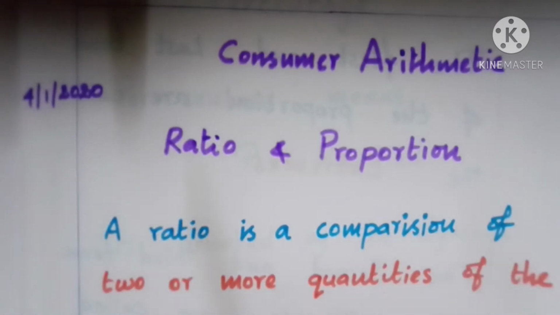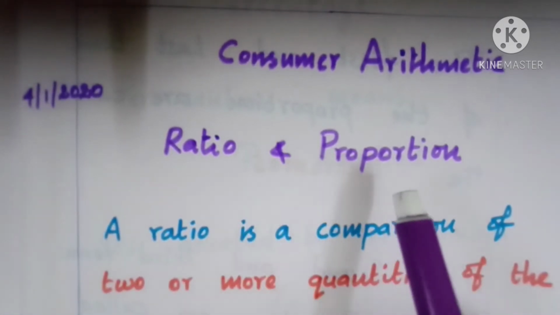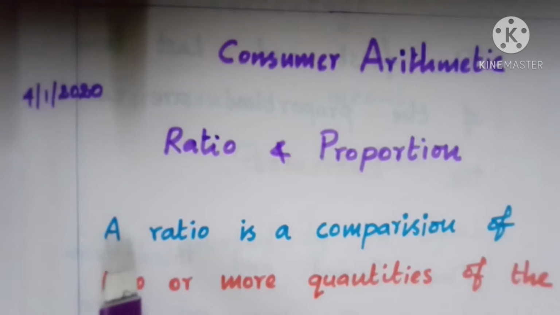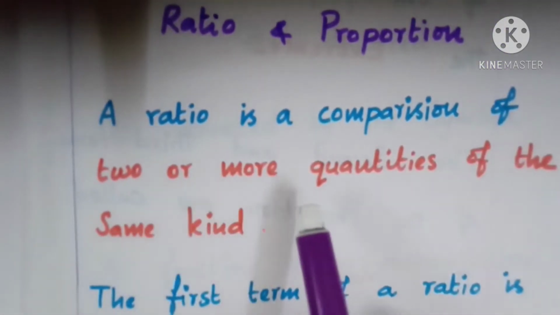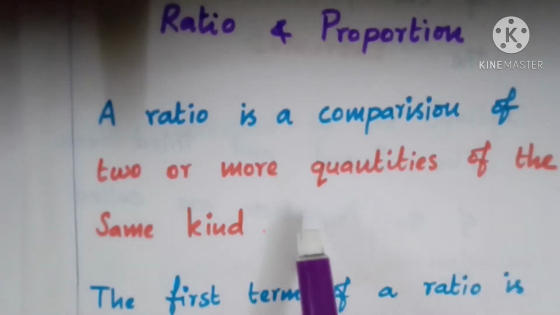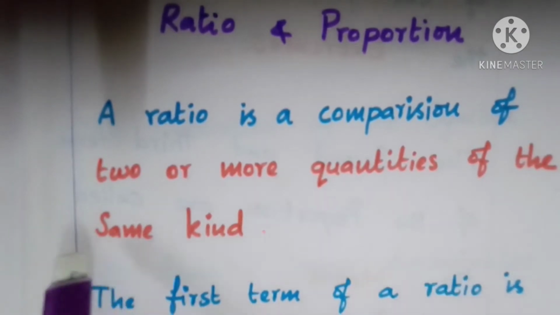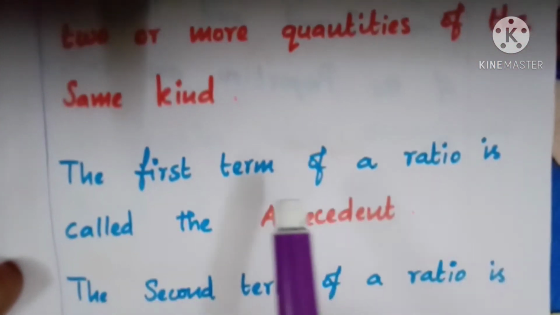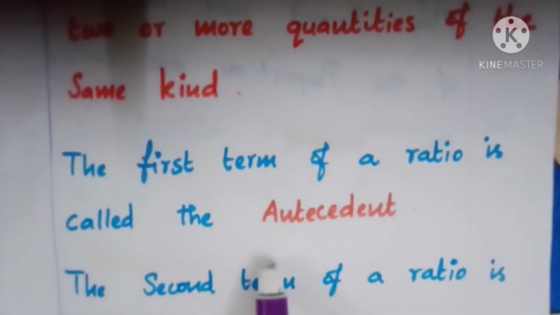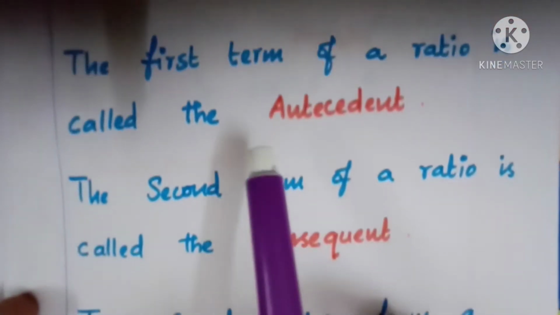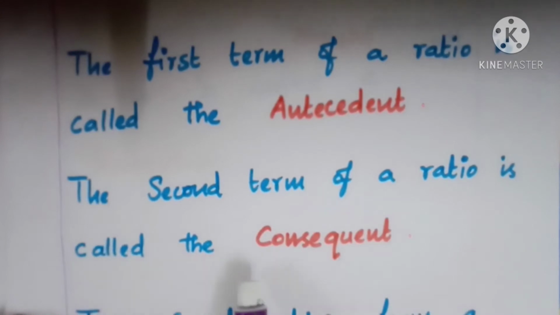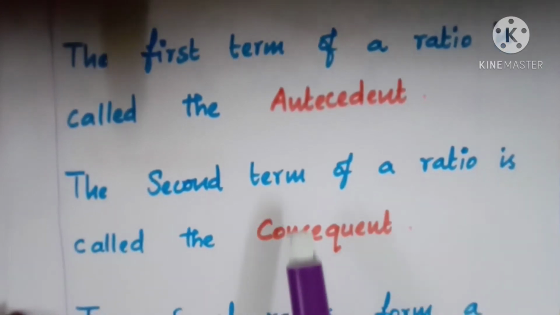We have already learned ratio and proportion. Let us recap a small portion of it. A ratio is a comparison of two or more quantities of the same kind. The first term of a ratio is called the antecedent. The second term of a ratio is called the consequent.